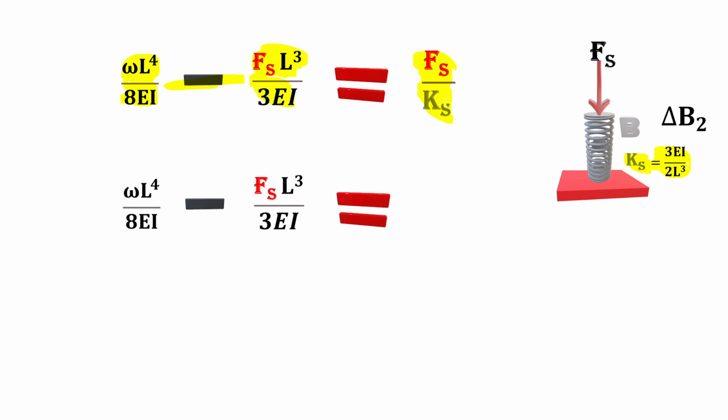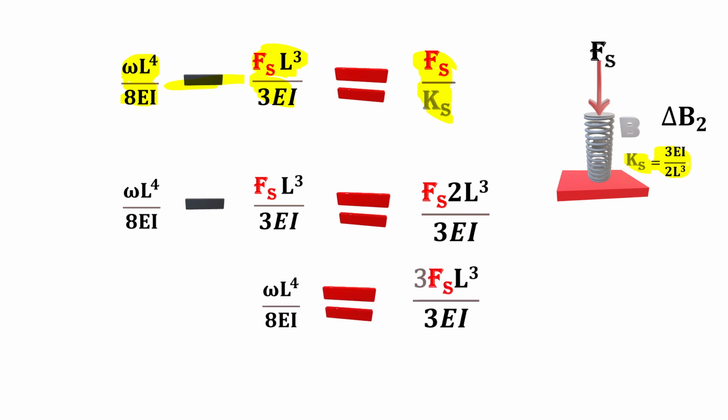If you replace Ks by its parametric value, it gives you Fs times 2L cubed over 3EI in the second part. If you simplify the equation, take the WL to the 4 over EI in the first part, and add this part to the second part, that gives us 3FsL cubed over 3EI. And it just says Fs is equal to WL over 8. That's our force in the spring which we are looking for.